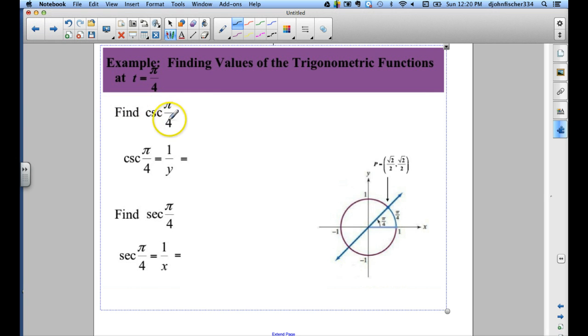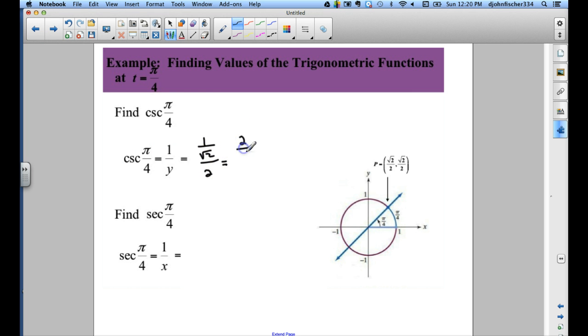Now to find the values, let's start with cosecant of pi over 4. Cosecant of pi over 4 is 1 over y, so it's 1 over square root of 2 over 2, which, multiplying by the reciprocal, or flipping it over, and rationalizing the denominator, gives 2 square root of 2 over 2, which is square root of 2. So cosecant of pi over 4 is square root of 2. And notice secant of pi over 4 is 1 over x. Well, 1 over x is the same value, so that's also square root of 2. No different.